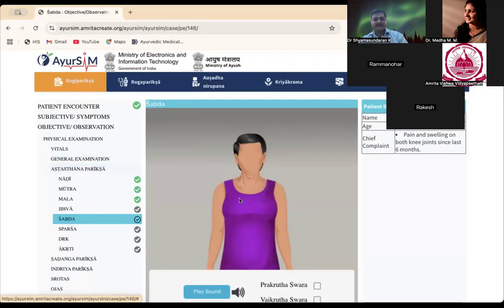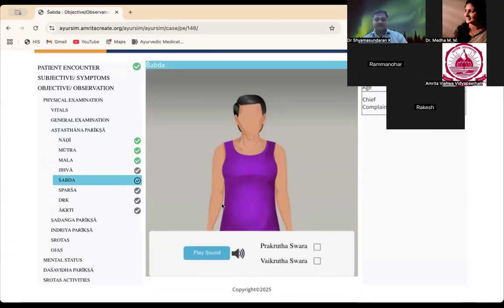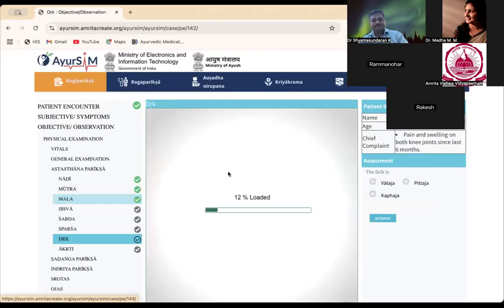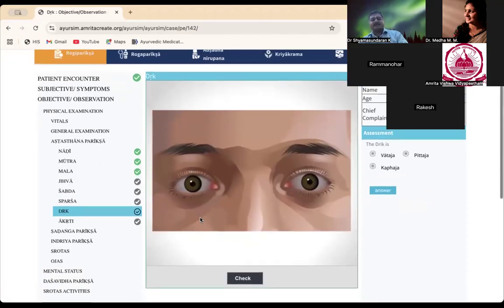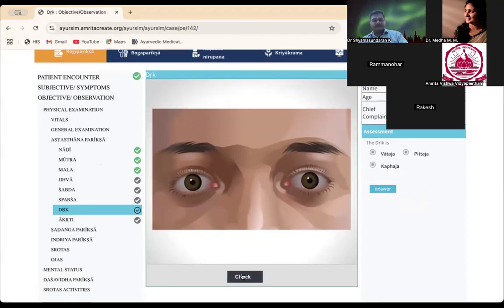Again, Shabda is a sound. So this is an audio type of activity wherein you have to play the sound of the patient, and hearing the sound of the patient, you have to identify if it is a Prakrita Swara or Vikrita Swara. In certain cases like Swarabhanga or certain disease conditions, you may have an altered sound. So that will also be represented. Drik. So under Drik, what are you supposed to look at? You're supposed to look at how the eyes are.